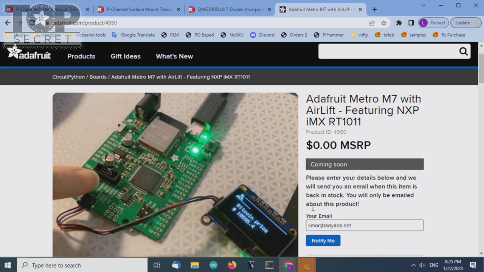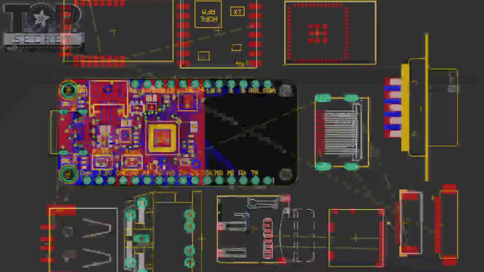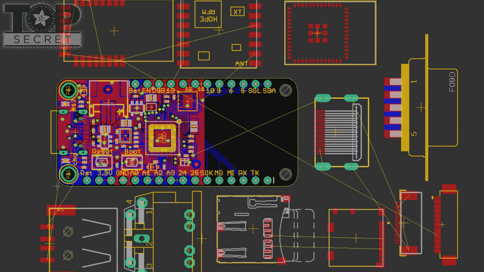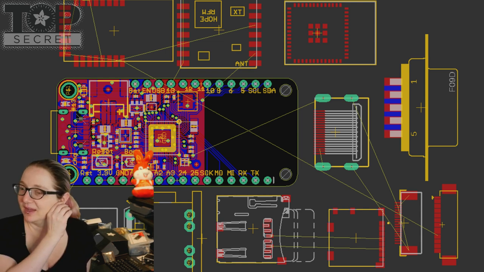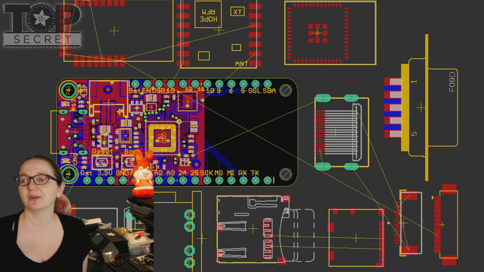Next up. This weekend, I had a lot of delicious breakfast and then sat down and finished this board design that I've been meaning to do for over a year. Again, this is one of those that's been kicking around in my head for a couple of years.